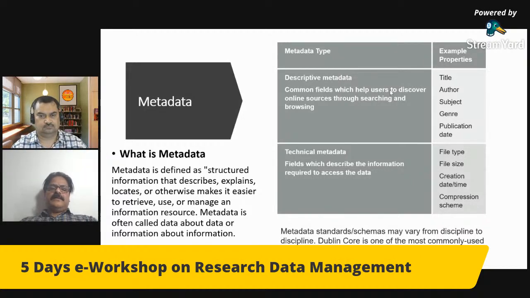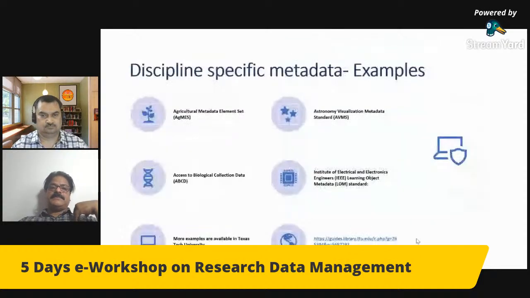And metadata is mainly of two types. One is descriptive metadata: title, author, subject, etc., that we know. And the second one is technical metadata: file type, file size, creation date, compression scheme, etc. So we need to learn more about metadata. I have given a website here. You can go to that website and learn more about metadata types.